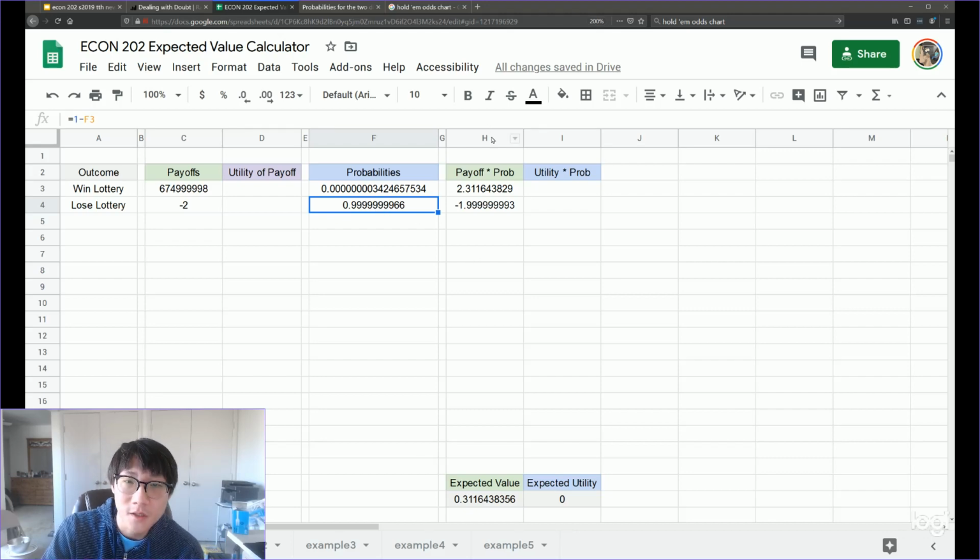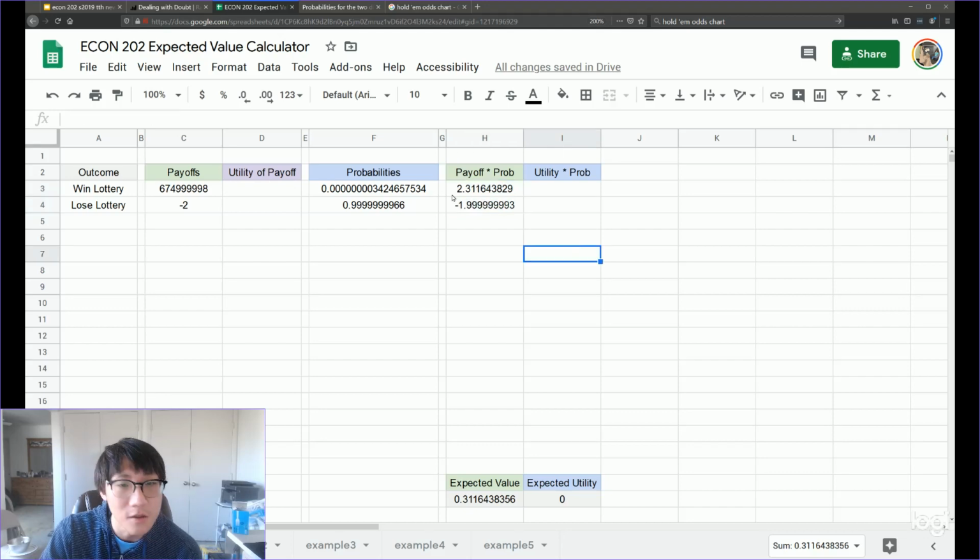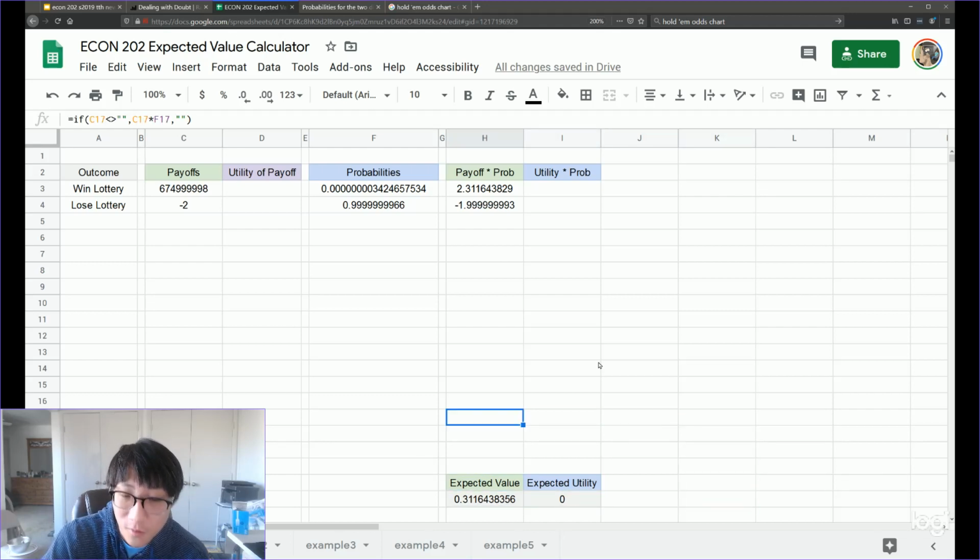This column has already been set up for you. It automatically multiplies these numbers, so you can see that this number here is this number times this number. This number here is this number times this number. I add these two numbers up. There's my expected value, 0.31. So perhaps surprisingly, the expected value of this lottery ticket is actually positive. The expected value of this lottery ticket is 31 cents. So that's not bad.